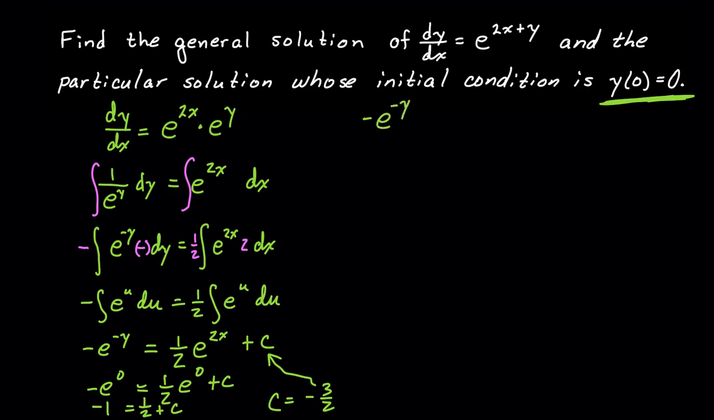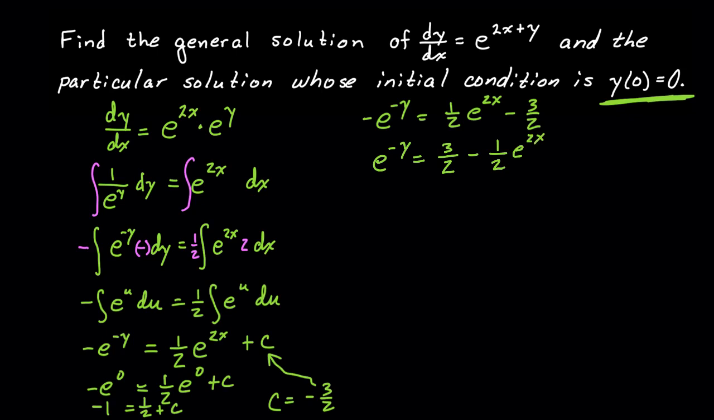All right, we're going to take this and plug it back in right here, giving us the equation negative e to the negative y equals 1/2 e to the 2x minus 3/2. All right, so now we proceed to solve for y, or isolate the y. The next step is moving the negative over to the other side by dividing it. That will give us e to the negative y equals, and it makes these the opposite sign, so I'm just going to switch the order and call this positive 3/2 minus 1/2 e to the 2x.